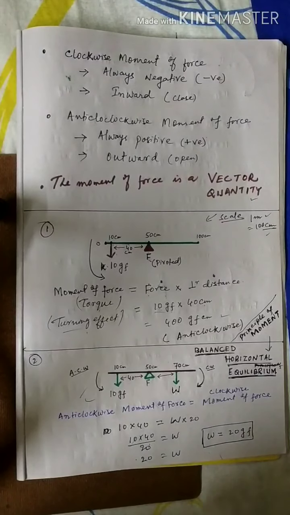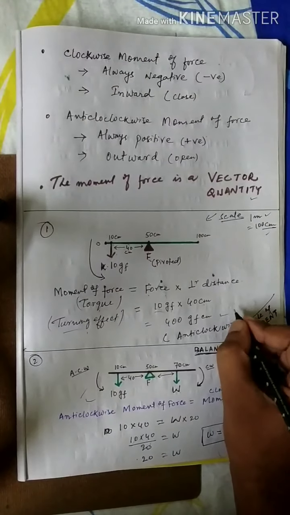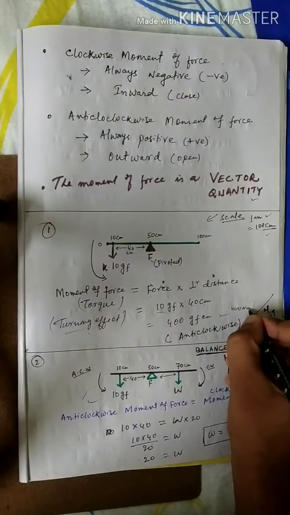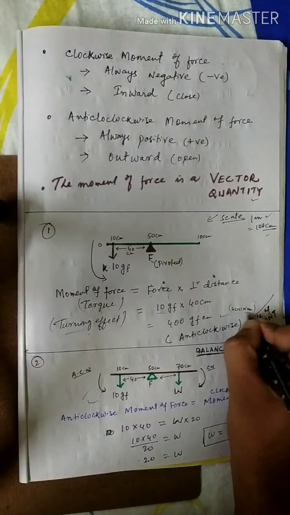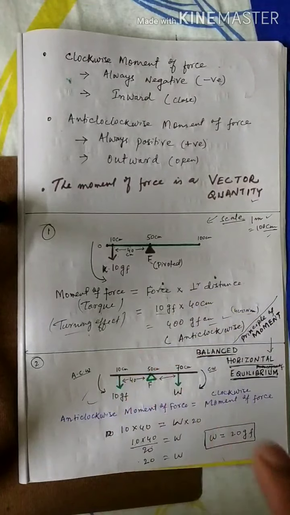Now if this is in Newton and this is in meter, the unit will be Newton meter. This is also right. Now this answer is not complete. We have to give the direction.